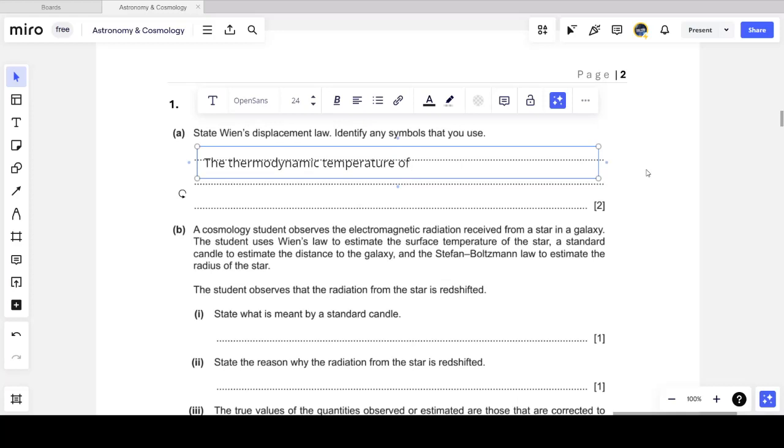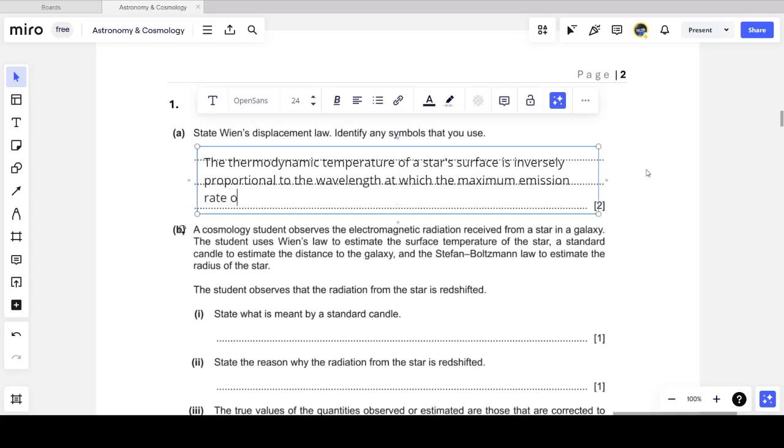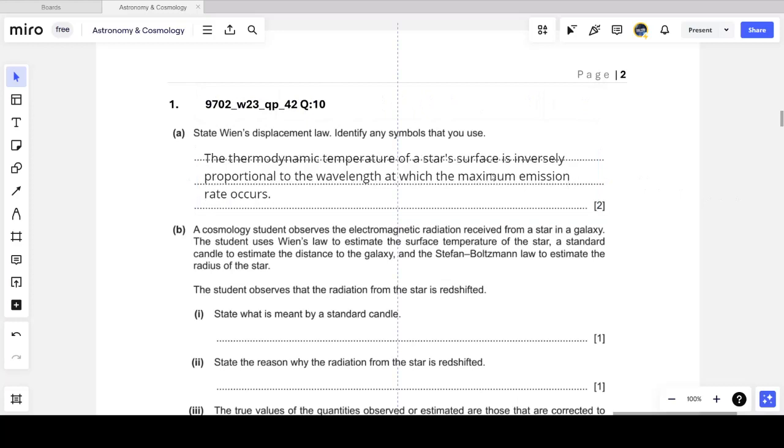So quite a powerful law. So the thermodynamic temperature, if I were to write this off, of a star's surface is inversely proportional to the wavelength at which the maximum emission rate occurs. So just be very careful how you word this.